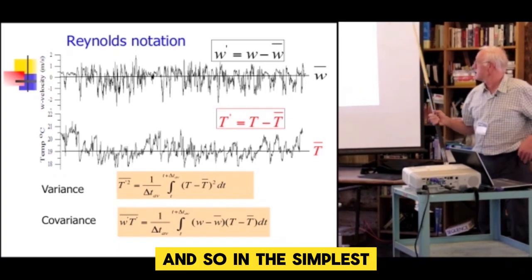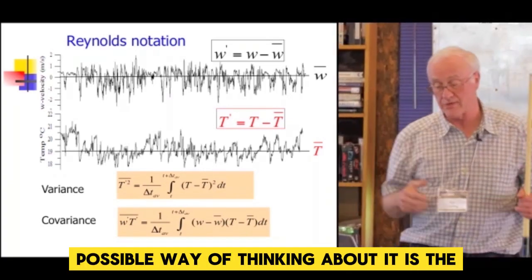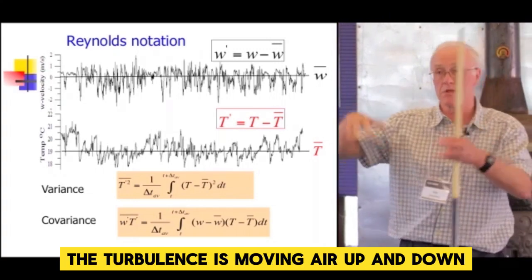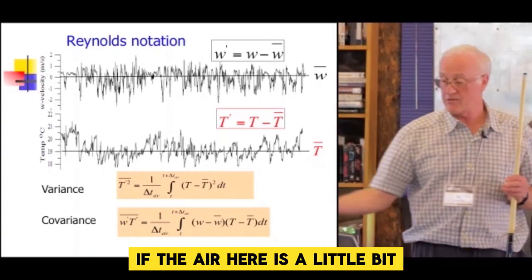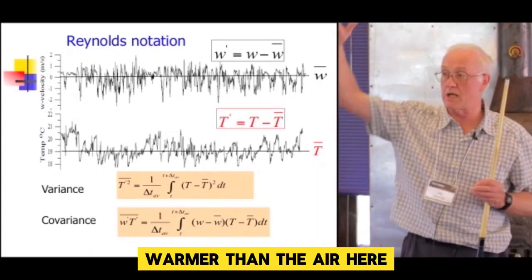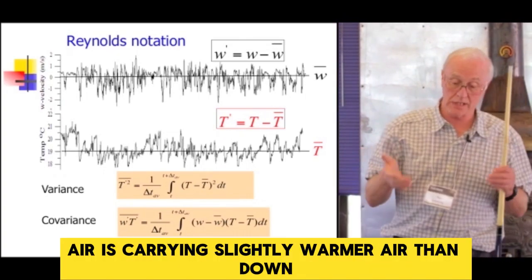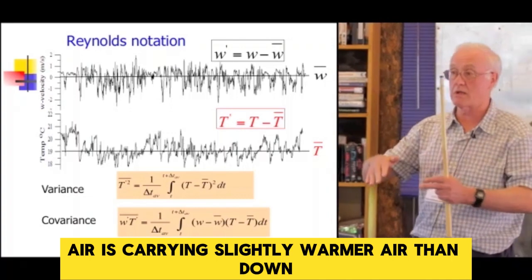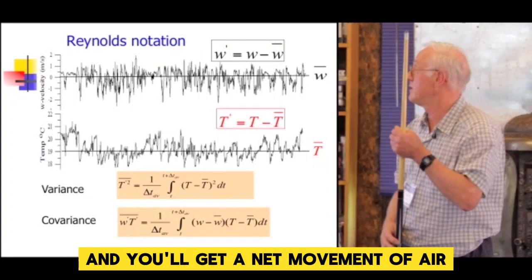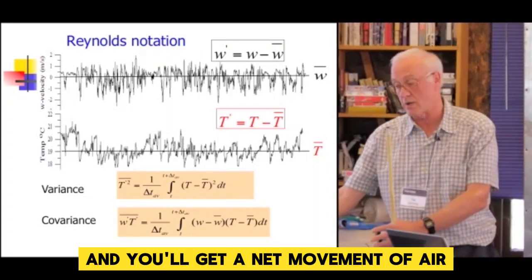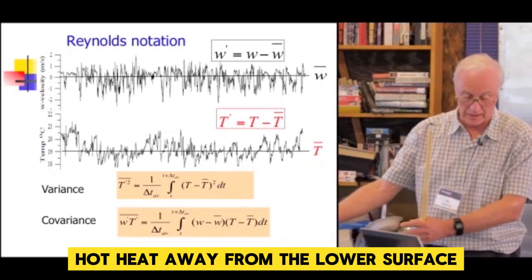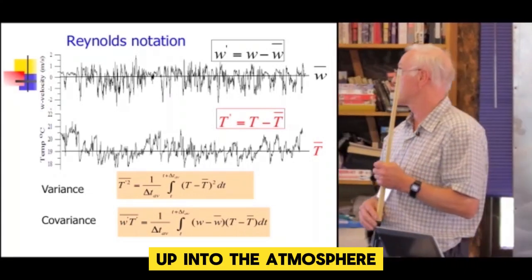And so the simplest possible way of thinking about it is that the turbulence is moving air up and down. If the air here is a little bit warmer than the air here, then on average upward moving air is carrying slightly warmer air than downward moving, and you'll get a net movement of heat away from the lower surface up into the atmosphere.